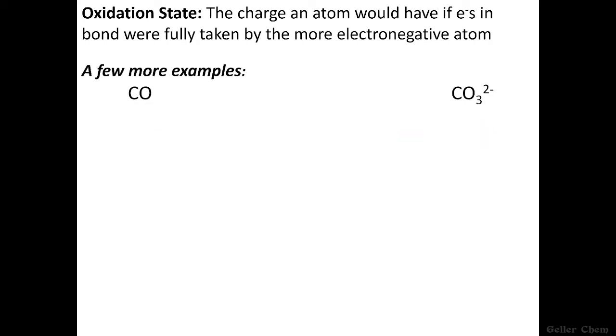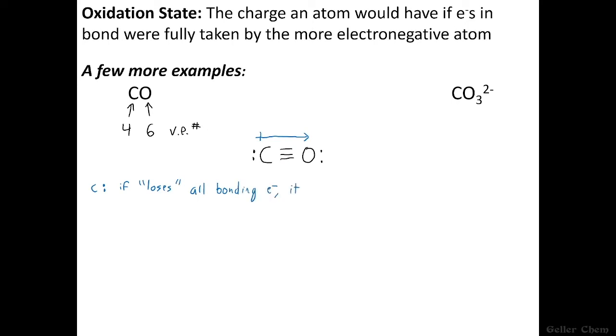Now I'm going to do a couple more examples. I'll start with carbon monoxide, where the carbon atom has 4 valence electrons and oxygen atom has 6 valence electrons. So the carbon monoxide molecule looks like this. Carbon is triple bonded to oxygen, and each atom has its own lone pair. Oxygen is more electronegative than carbon, and so let's analyze what the oxidation states of each atom would be, starting with carbon. If carbon were to lose all of these bonding electrons, then it would only have these 2 electrons over here left. So it would thus have a +2 oxidation state, since it naturally should have 4 valence electrons.